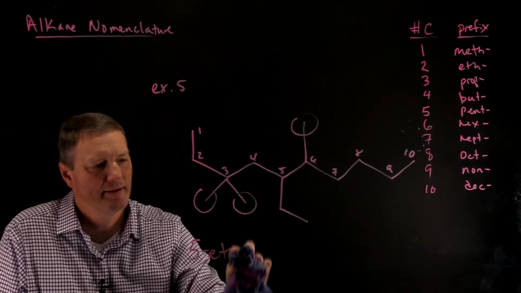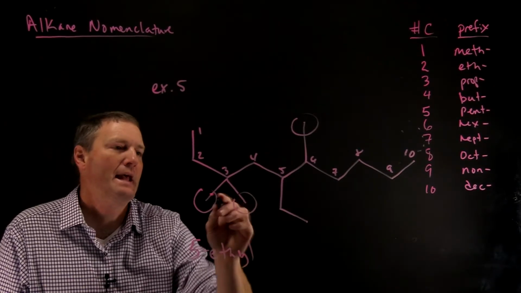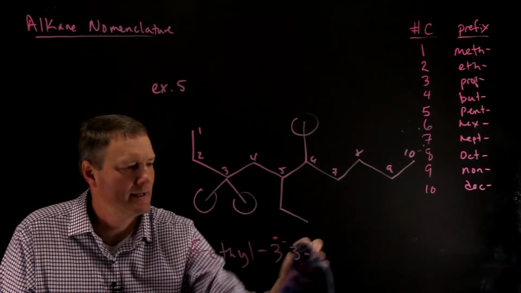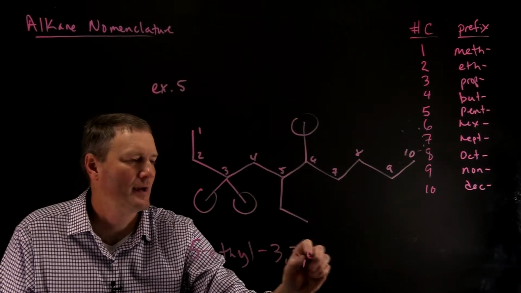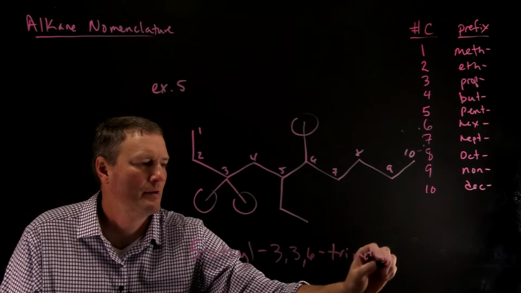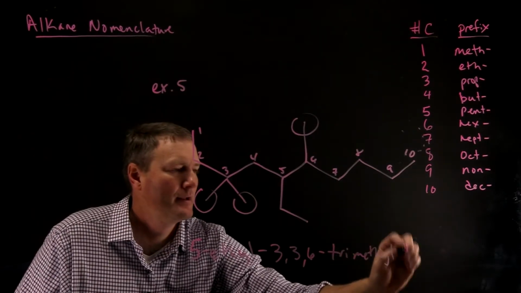Oops, not EY, but 5-ethyl. And then 3, 3, 6 trimethyl. And then because it's got 10 carbons, it's going to be a decane.